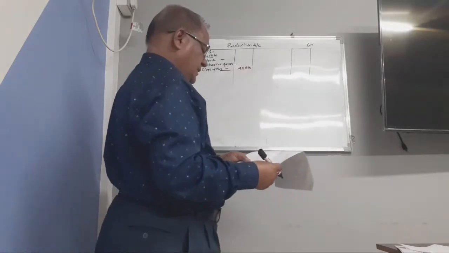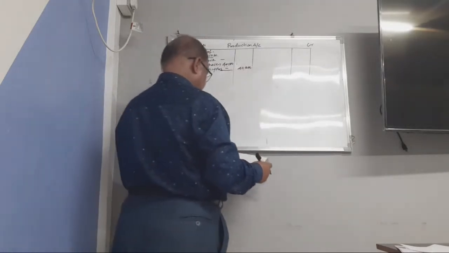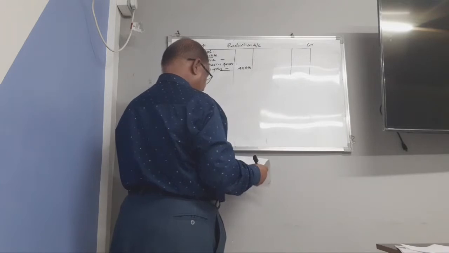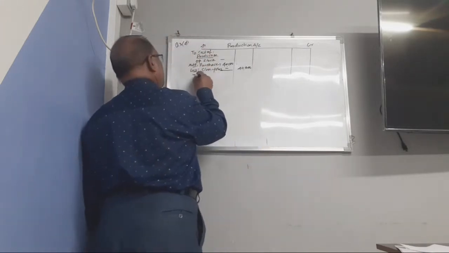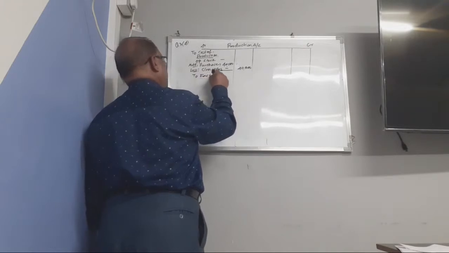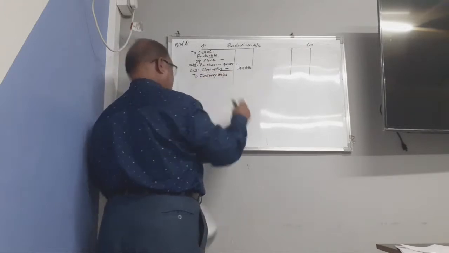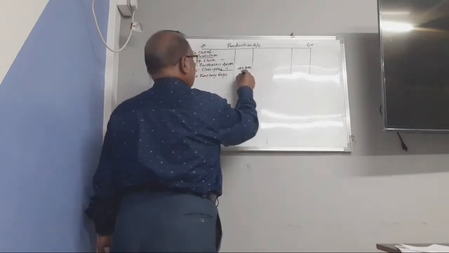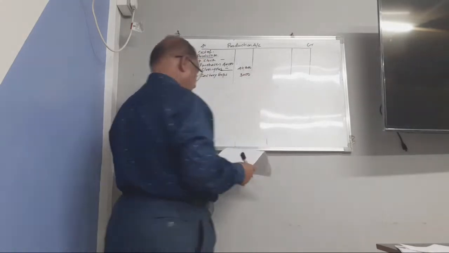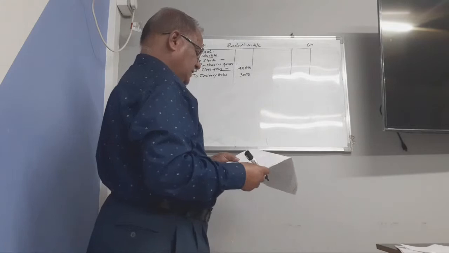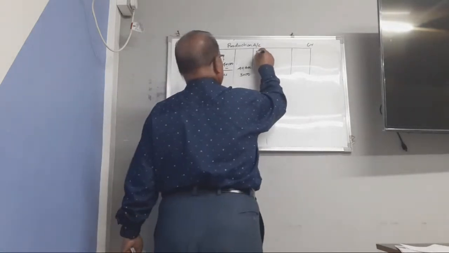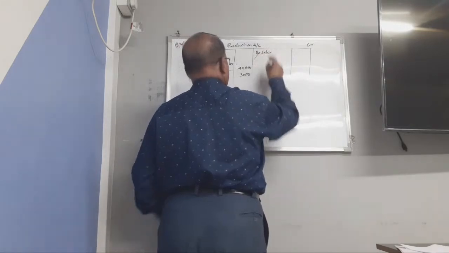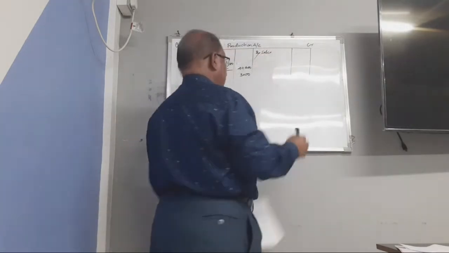The amount will be factory expense. To factory expense, the amount of factory expense 3,000. And then sales, by sales 70,000.